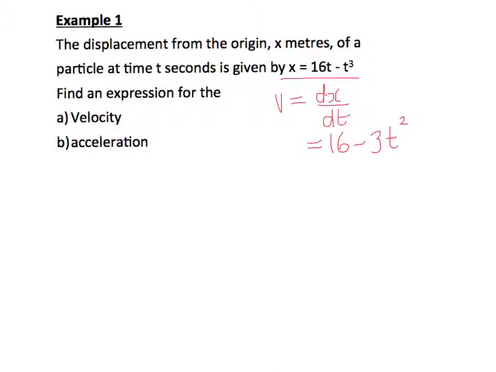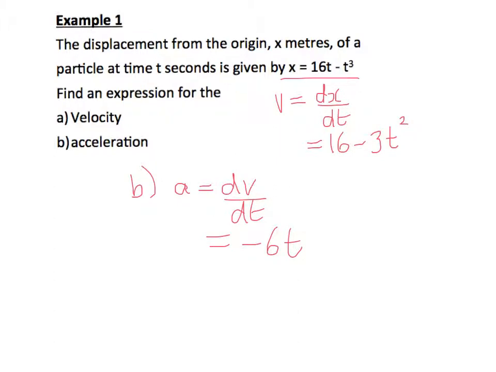And then for part B, acceleration is dv/dt, or the second derivative. So we're just differentiating this now. And differentiating that, you get negative 6t.